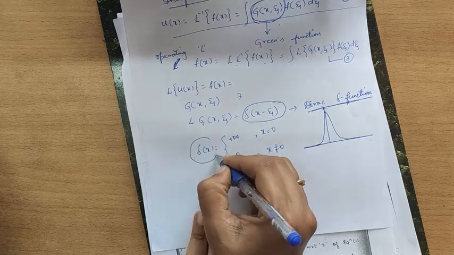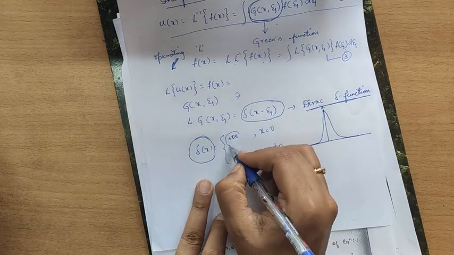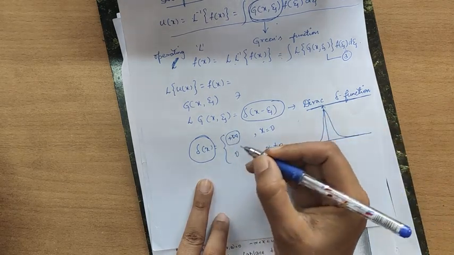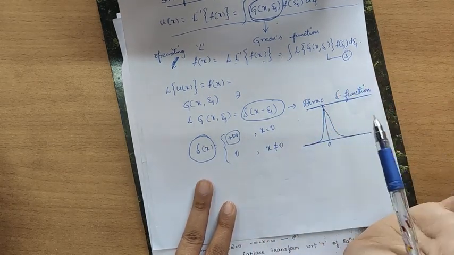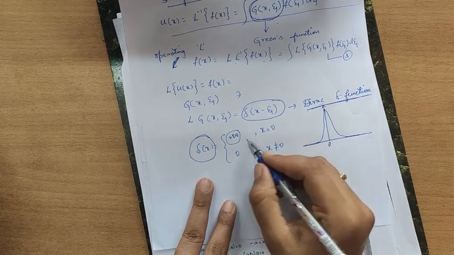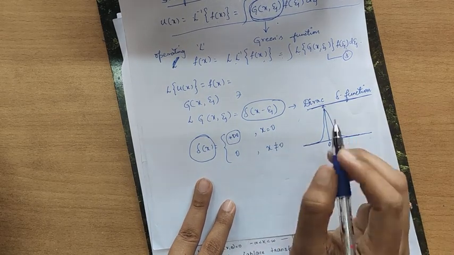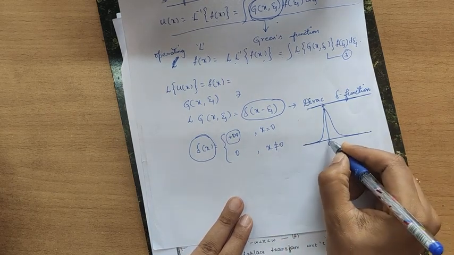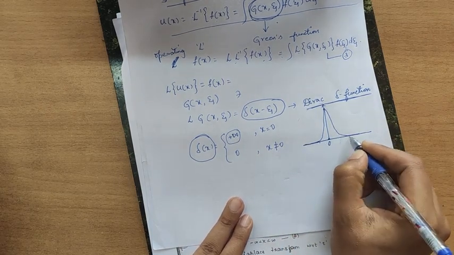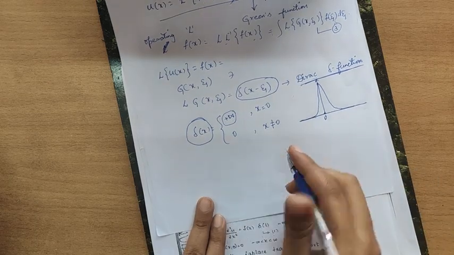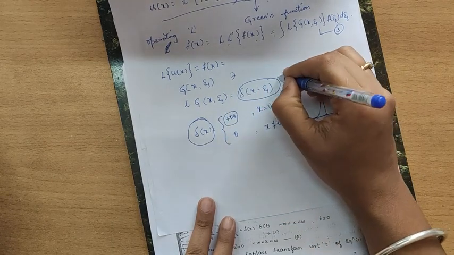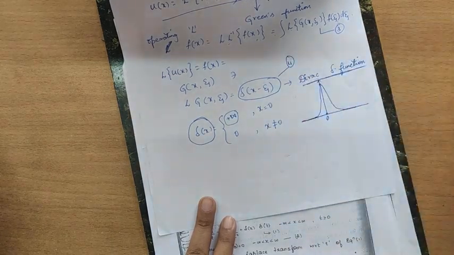So your delta of x takes the value plus infinity if x is equal to 0. Infinity means it may be any value, 1, 2, 3, anything, but not 0, in the case of x is equal to 0, and 0 when x is not equal to 0. Other than this point, it will take the value 0 itself. This is called as Dirac delta function. I will call this equation as equation number 4.